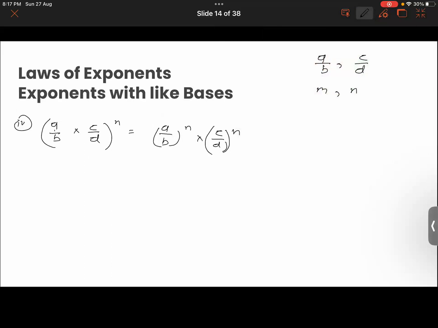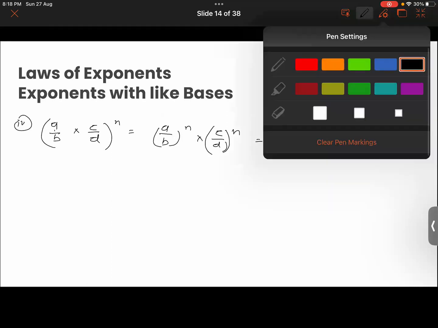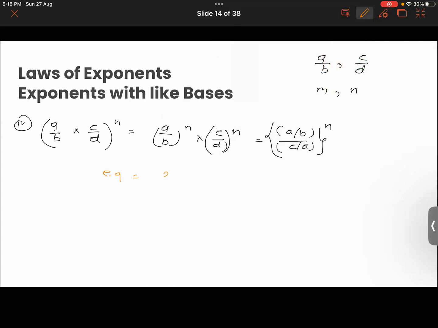You can also write it like this: a upon b multiplied by c upon d, all raised to the power n. All those things are the same here. So for example, take 2 upon 3 divided by 4 upon 5 raised to the power n. You can write it like this: 2 upon 3 raised to the power n divided by 4 upon 5 raised to the power n. Getting it?